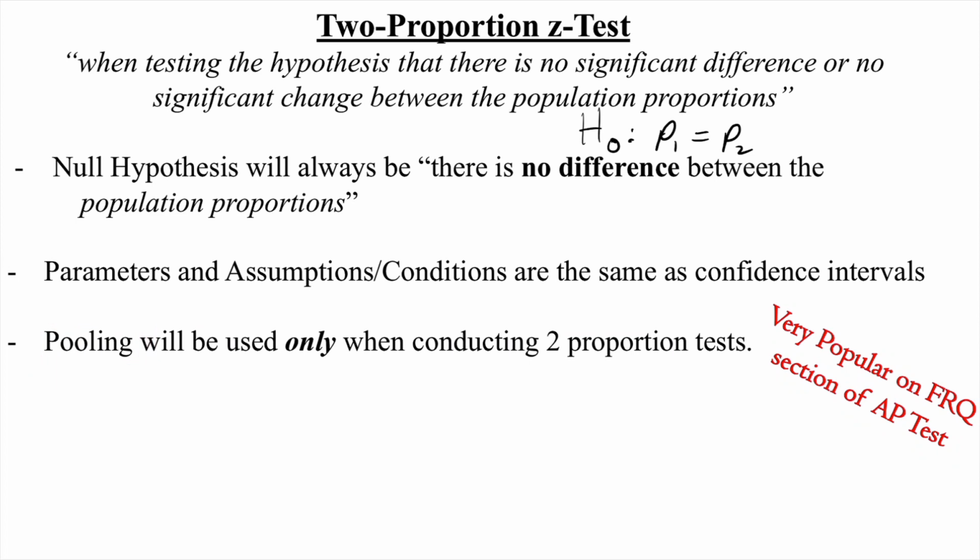Okay, we only pool today. We only pool on two proportion tests. Everything else we do not pool. Okay, so today we're going to do something called pooling. That's only a today thing. It never, ever occurs outside of this test right here. So just know that it only goes with this test. It doesn't go with another interval. It doesn't go with another test. It only goes with this test. Okay, and again, these are very popular on the FRQ section. Okay, two sample. They love two sample. They love comparing samples on that.